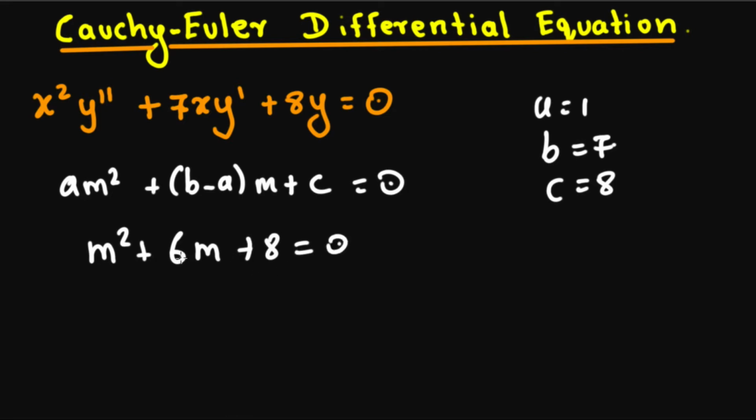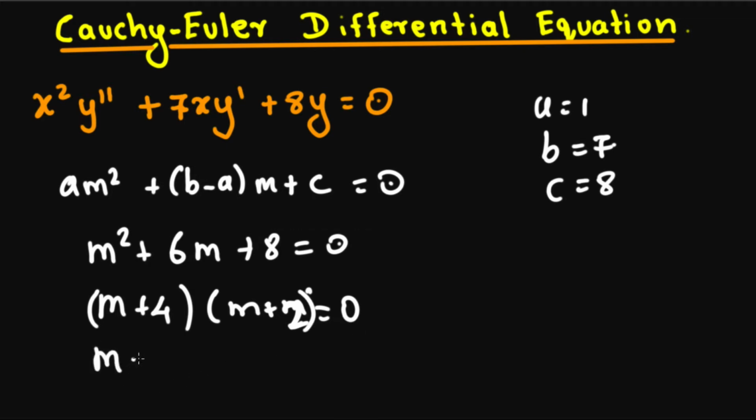Now the next thing is we have to factor this one. 4 times 2 will work, so we can write (m plus 4) (m plus 2) is equal to 0. So from this one we can see we are getting m is equal to minus 4 and m is equal to minus 2. Okay, we have distinct real roots.